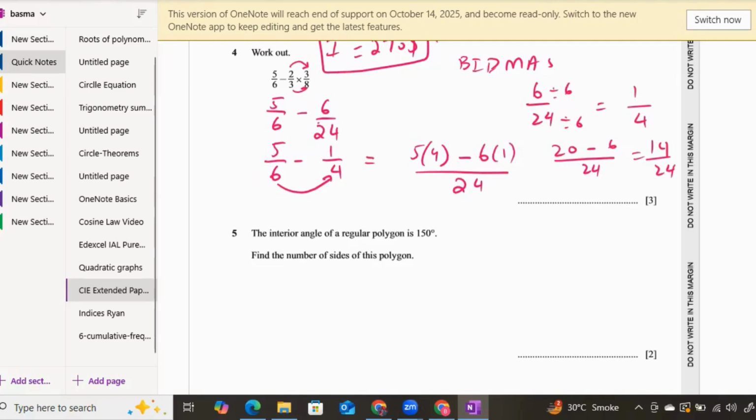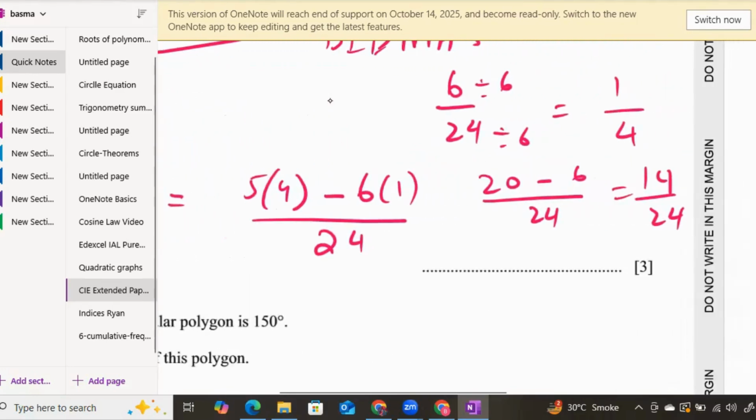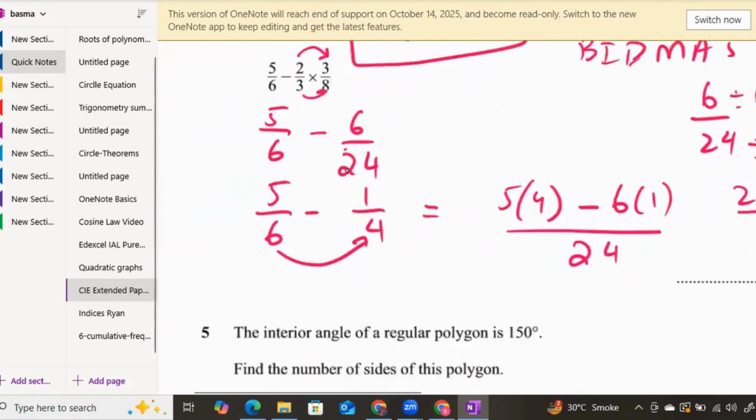When you simplify 14 over 24, you can divide both of them by 2. So you will get 7 over 12, since 24 divided by 2 is 12. So 7 over 12 is the simplified answer for question number 4.